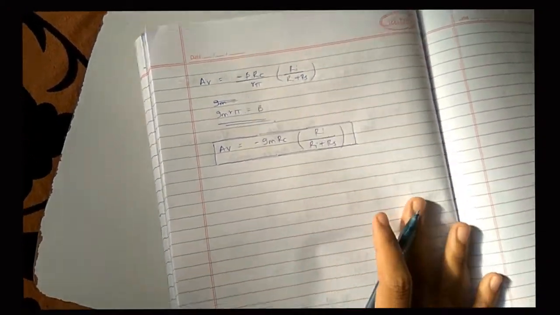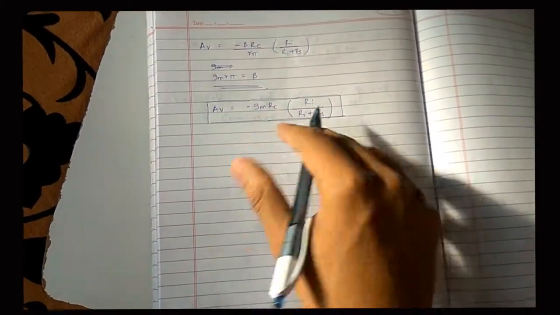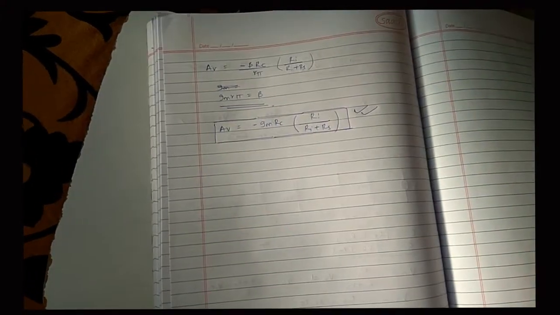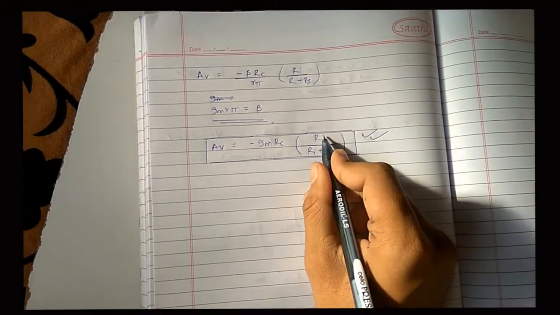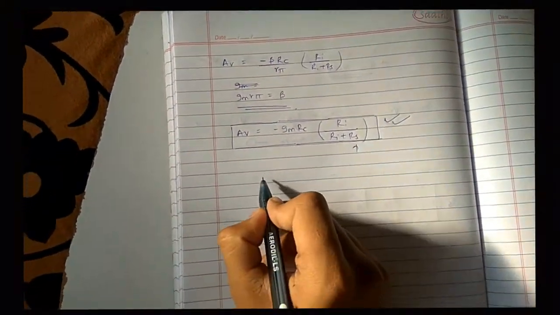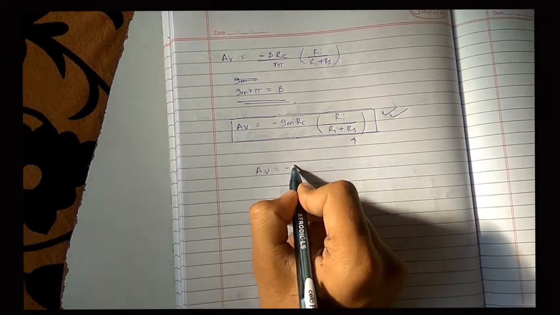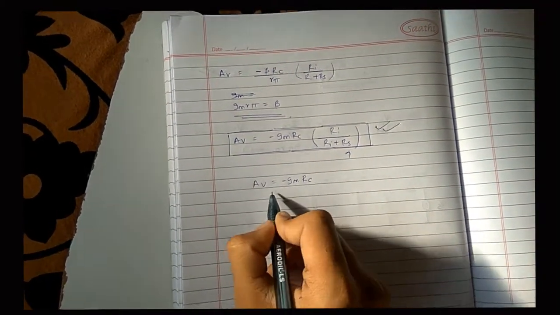So with the use of this formula, we can directly find out the small signal voltage gain of the amplifier. If RS doesn't exist, then this term will be gone and the formula will be just AV is equal to minus Gm into RC.